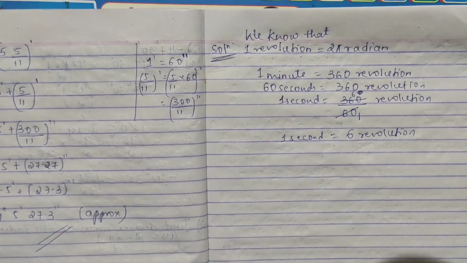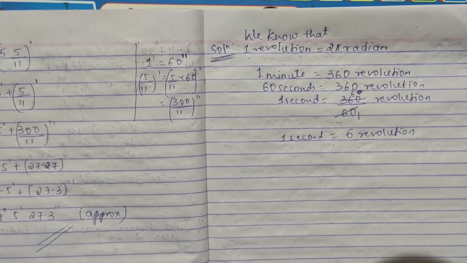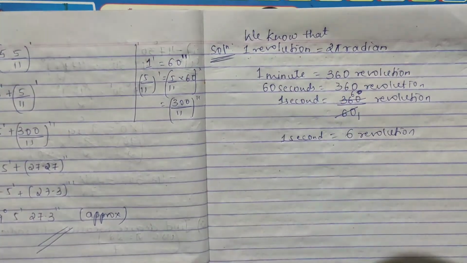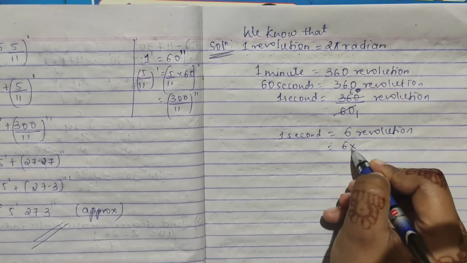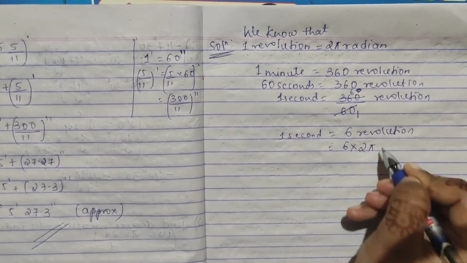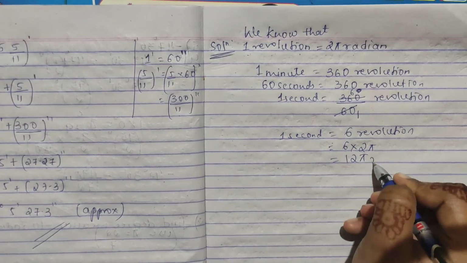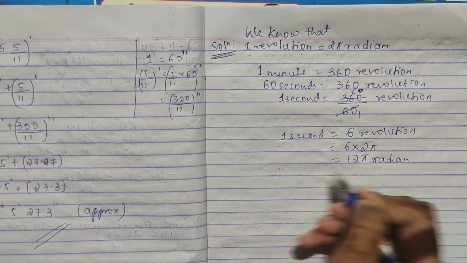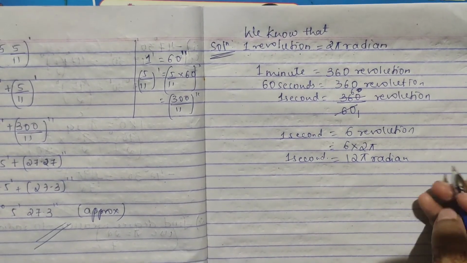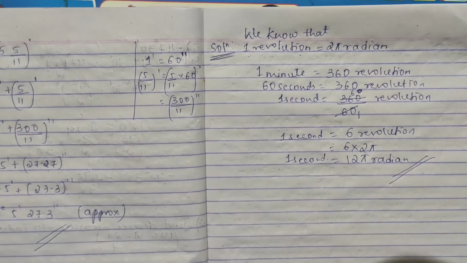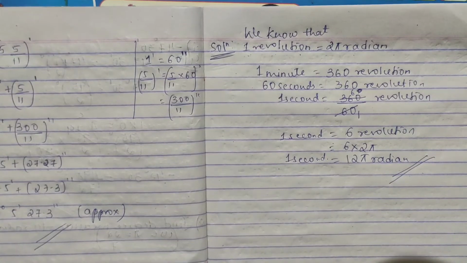But they are asking the question, how many radians? Now we have seen 1 revolution is equal to how much? 2 pi radian. So this will be 6 into 2 pi. So how much do you get? 12 pi radian. Simple. So in 1 second it turns through 12 pi radian. Understood how we have to do it? Just remember it, understand the question and then try to solve it.